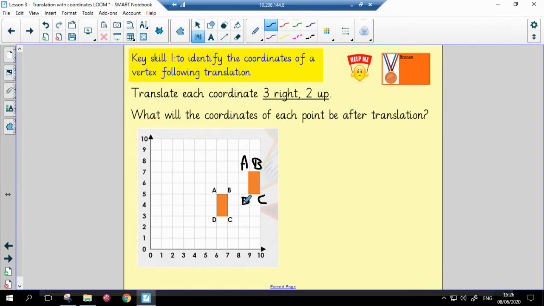And now we can find the coordinates of each of those points, and I'm going to let you do that, and when you're ready we can move on to the next slide.